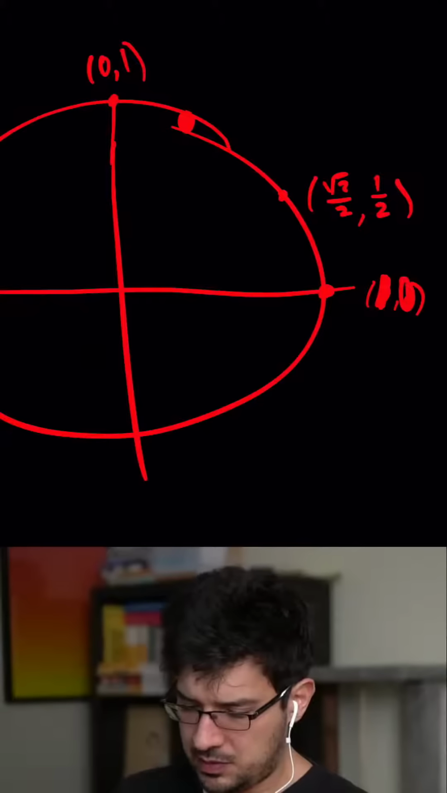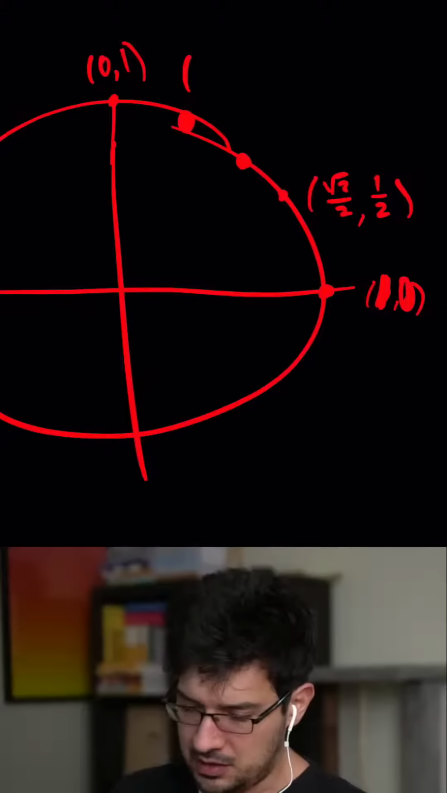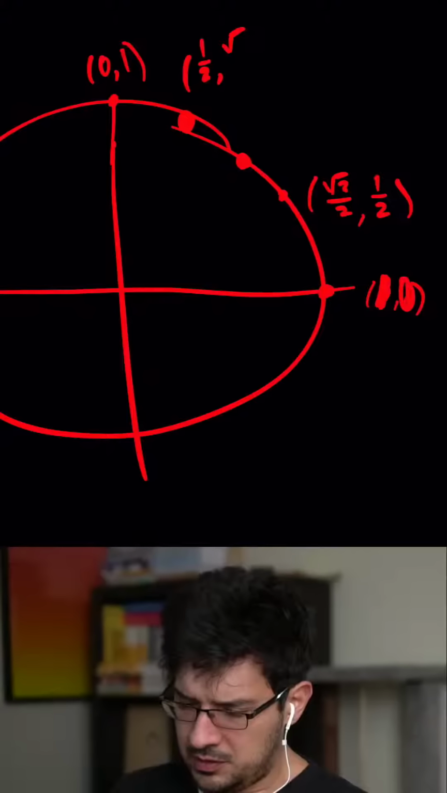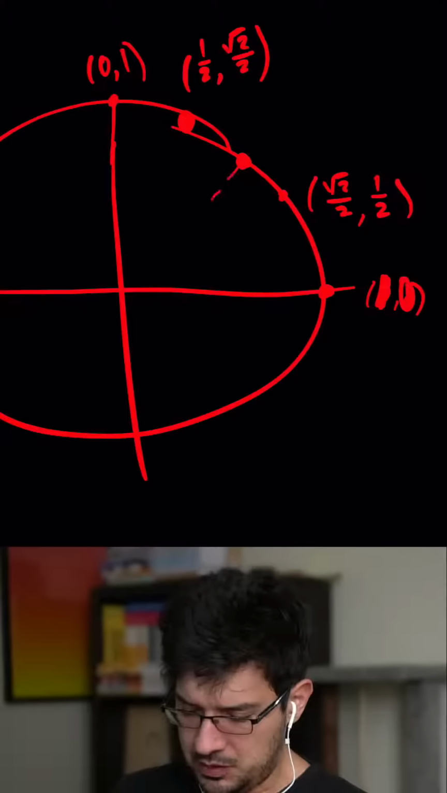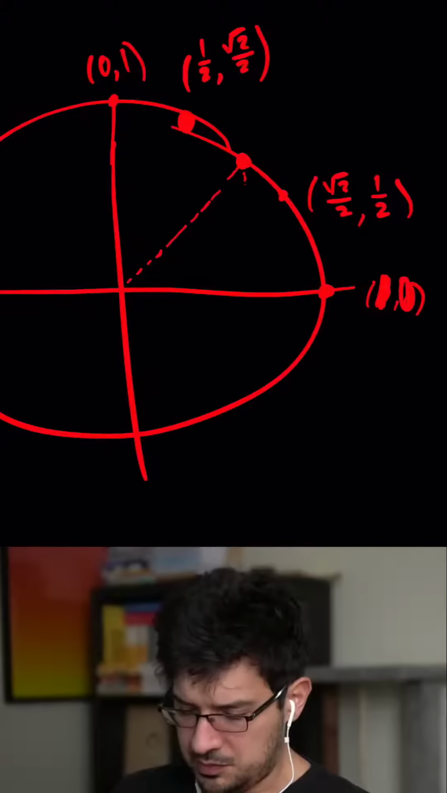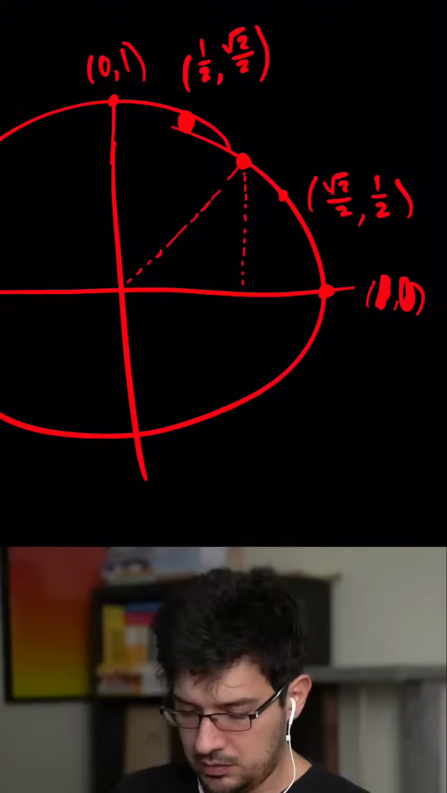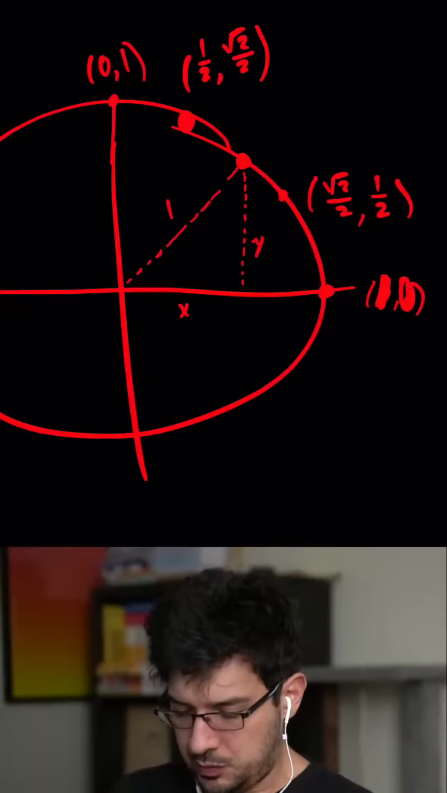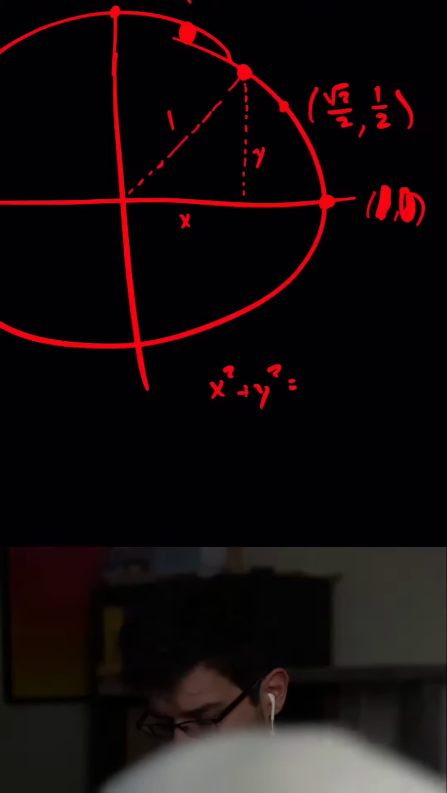Okay, so that's that one, and then there's one more in the middle that I am blanking on at the moment. I'm pretty sure 1/2, root 2 over 2. Is that right? And then this one, I feel like we should be able to figure this out geometrically. Because we want x squared plus y squared equals 1.